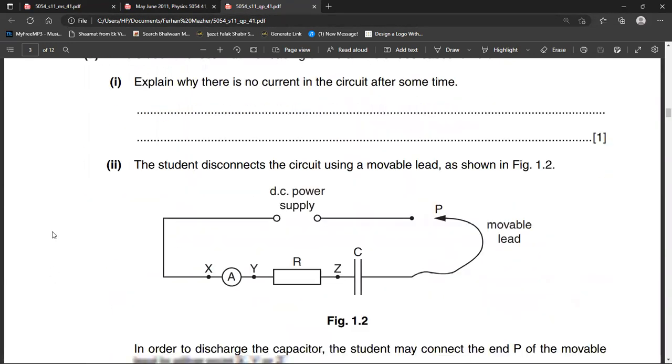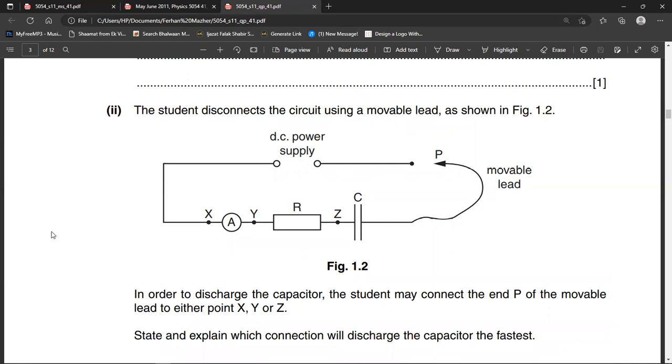The student disconnects the circuit using a movable lead as shown in figure 1.2. In order to discharge the capacitor, the student may connect the end P of the movable lead to either the point X, Y, or Z. State and explain which connection will discharge the capacitor the fastest.